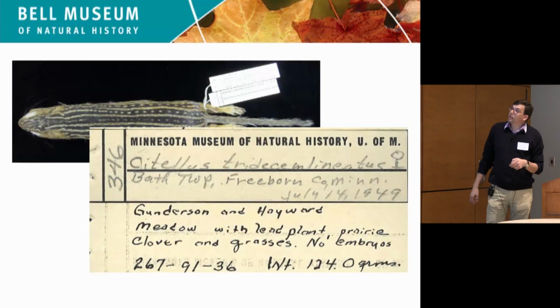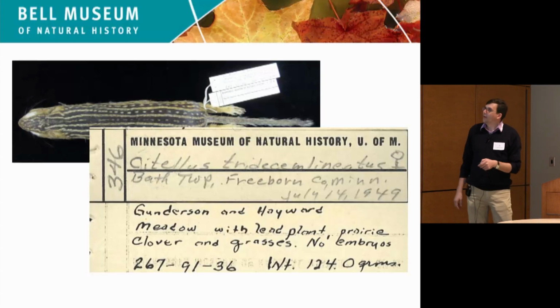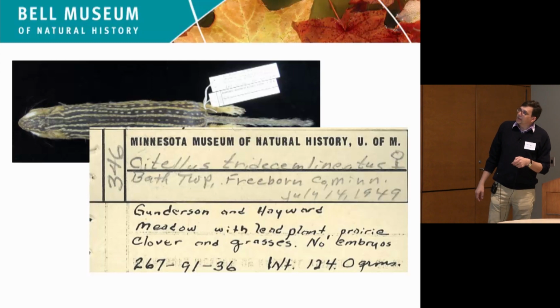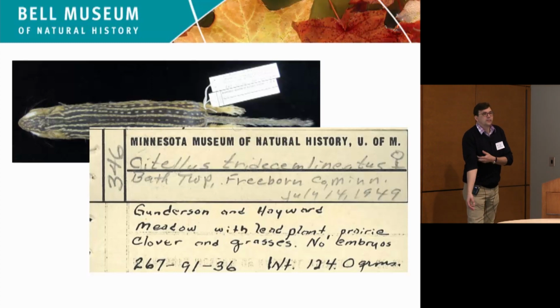where we have associated with the gopher. What is this? The 13-line ground squirrel. And here is collections information: the scientific name, the sex, the geographic location and the date on which it was collected, some habitat information, the name of the collector, the weight, and so forth. This is the kind of data that we have.